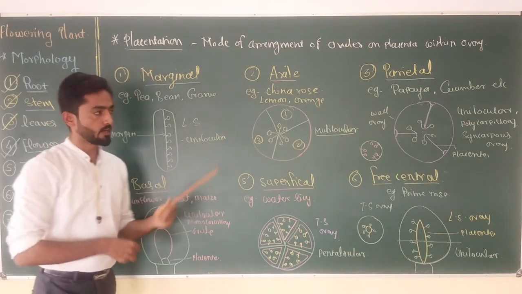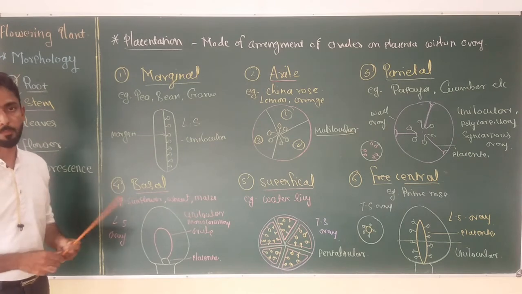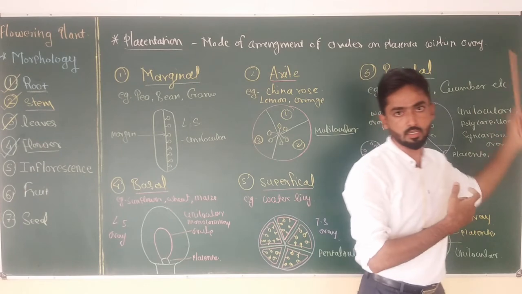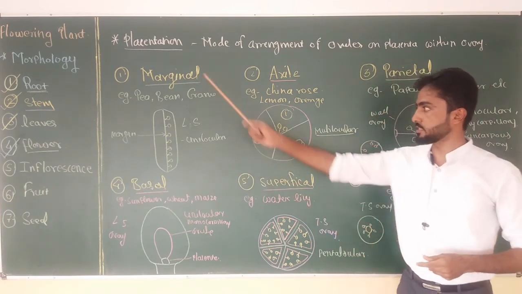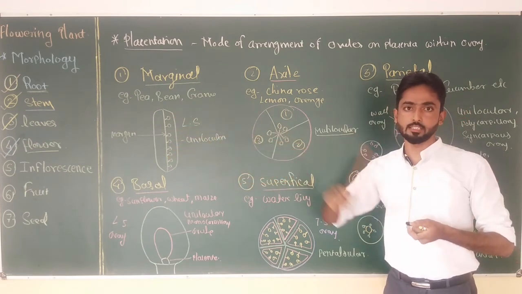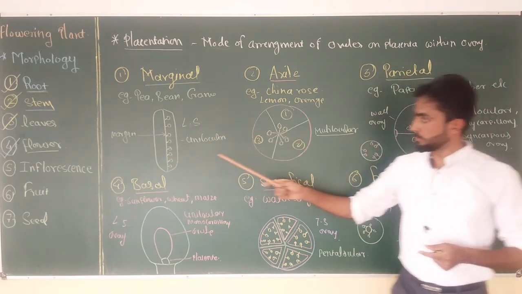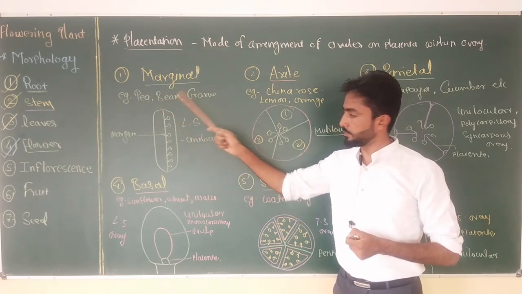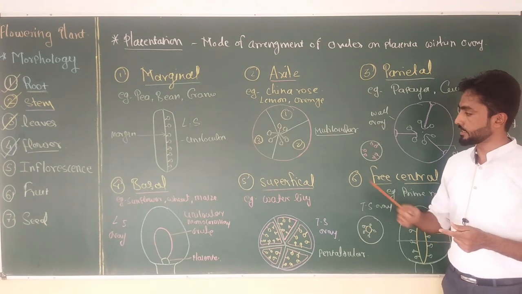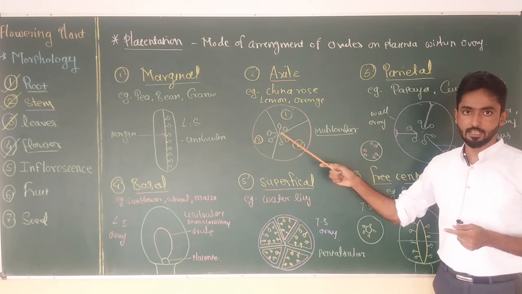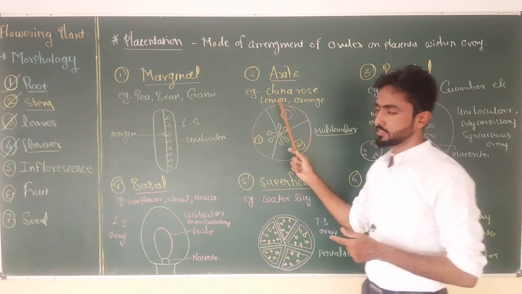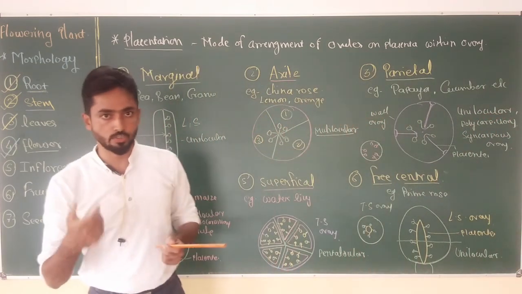In this way, we have finished with the 6 different types of placentation, which is nothing but the arrangement of ovule on the placenta within the ovary. The first type is marginal, in which ovules are connected to the placenta at the margin. This type of arrangement is found in pea, bean and gram plants. Then in case of axial placentation, ovules are connected with the placenta which is present on the axis. The type of arrangement is mainly found in multilocular ovary. Example is citrus plants like lemon, orange or China rose.